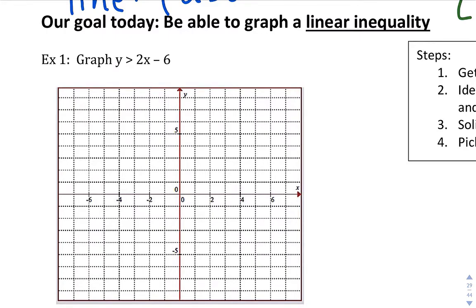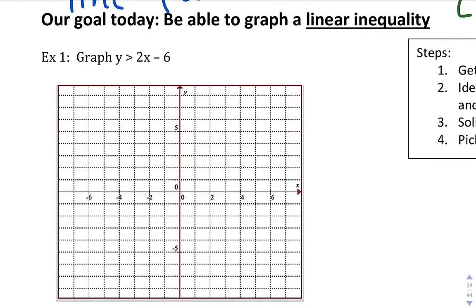The y-intercept is -6. That's the number by itself. So at -6, I'm going to put a dot. And the slope is 2. I'm going to go up 2 over 1, up 2 over 1 a few times.